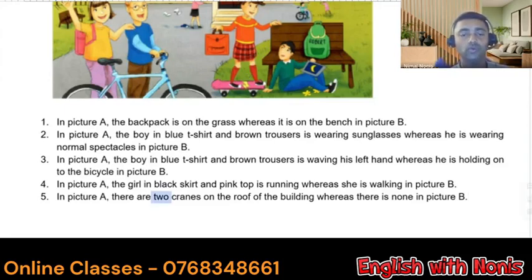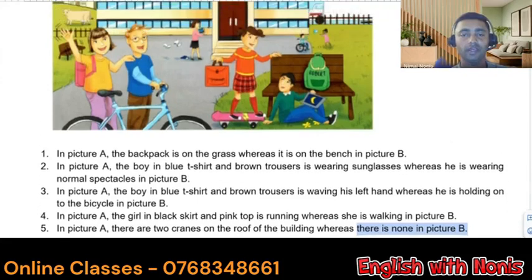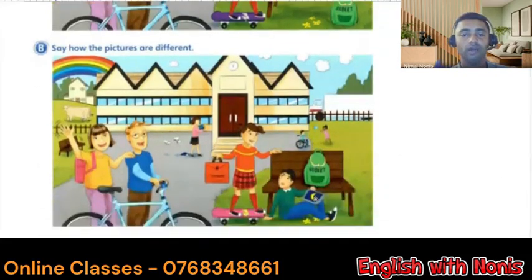Right. There are two cranes. Now, since there are two cranes, you have to start the sentence with there are. There are two cranes on the roof of the building. Whereas there is none in picture B. That's how you write the difference. What else?